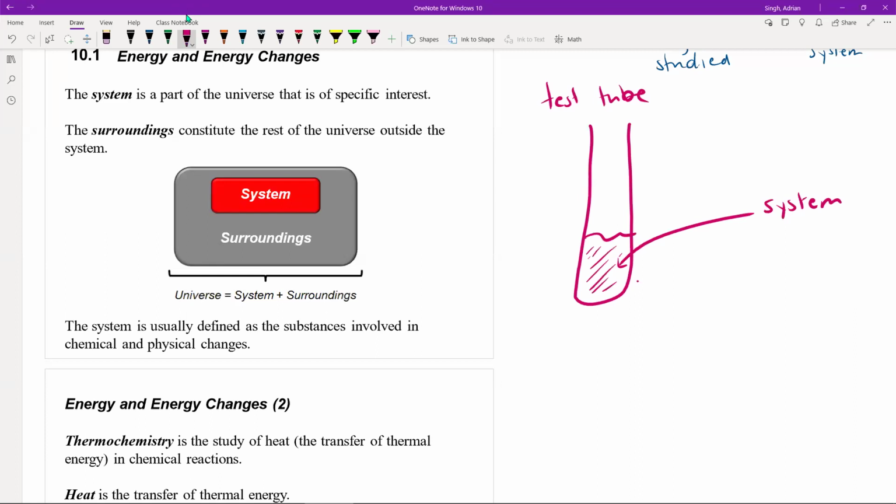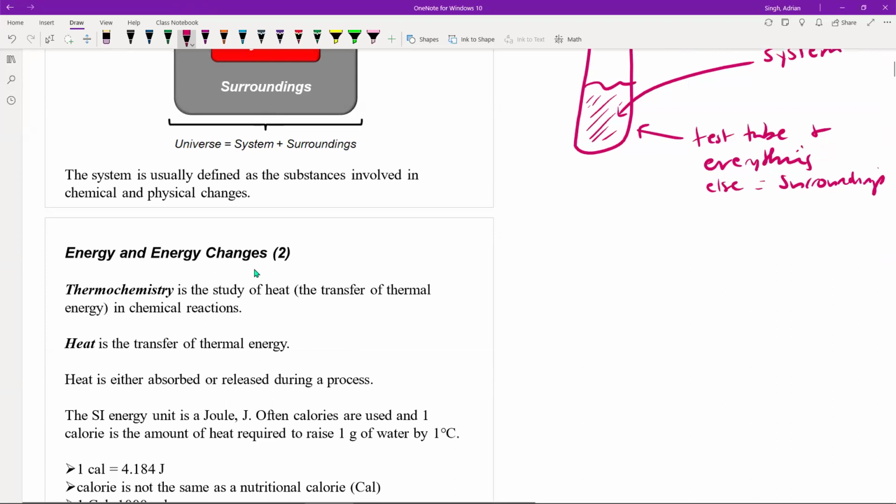The test tube itself and everything around it, the air, the table that it's on, the test tube holder, the person holding the test tube holder, the room, the building, the city, the county, the state, everything else, that would be the surroundings. The test tube and everything else. And then the sum, obviously, of the system and the surroundings equals the universe. So those are important terms to note because we will come back to them over and over again.